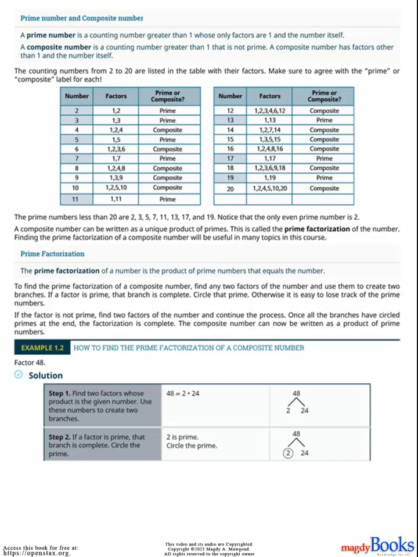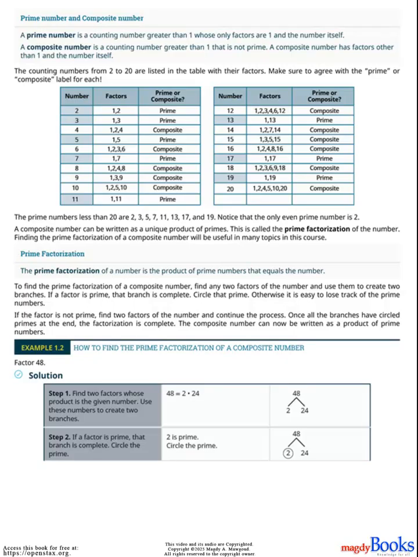If the factor is not prime, find two factors of the number and continue the process. Once all the branches have circled primes at the end, the factorization is complete. The composite number can now be written as a product of prime numbers.